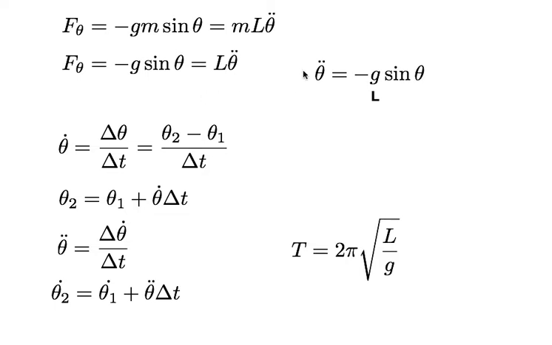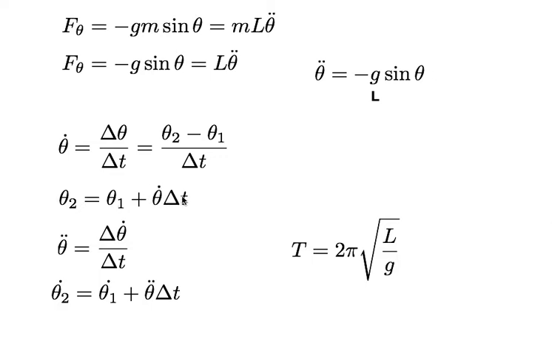But I can use the definition of theta double dot and theta dot. Let me start with theta dot. The derivative of theta with time, over a short time interval, I can write as the change in theta over the change in time. The change in theta would be theta at the end, theta 2, minus theta at the beginning, theta 1, divided by delta t. Now I'm going to solve this equation for theta 2. Multiply by delta t, add theta 1, I get that equation. So theta 2 is the original theta plus theta dot delta t.